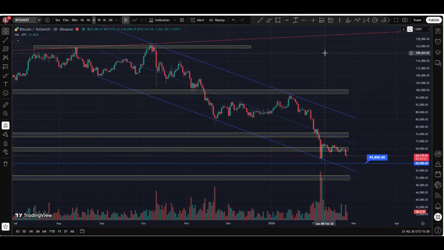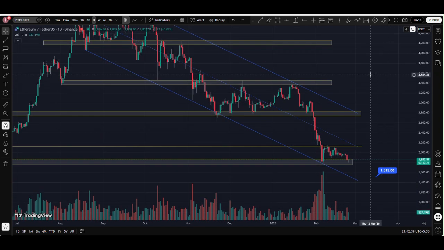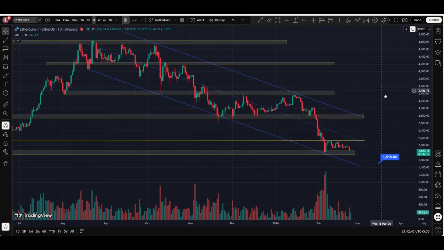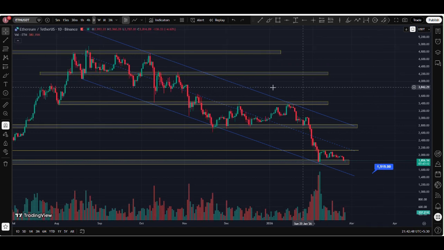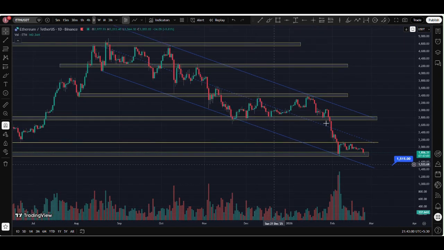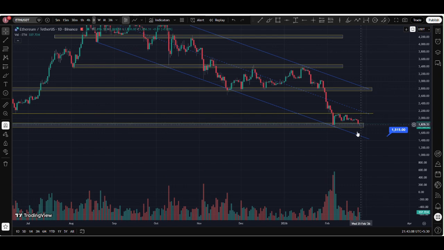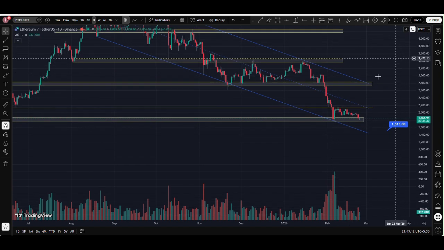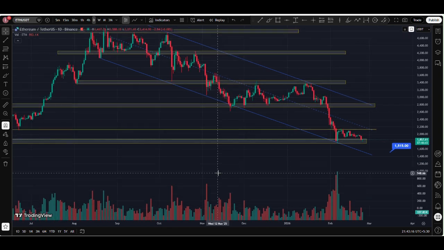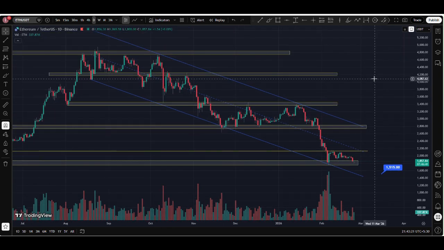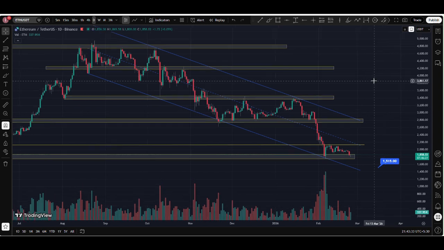Next we can move to the Ethereum USDT chart. Same as the Bitcoin USDT chart, you can see the market is going in the parallel channel. On the Ethereum chart, the market touched this wick and the market is on the support area. So that is a positive confirmation to get the trade.